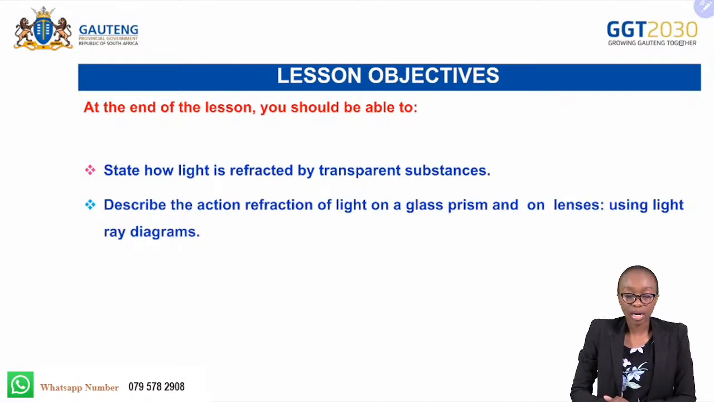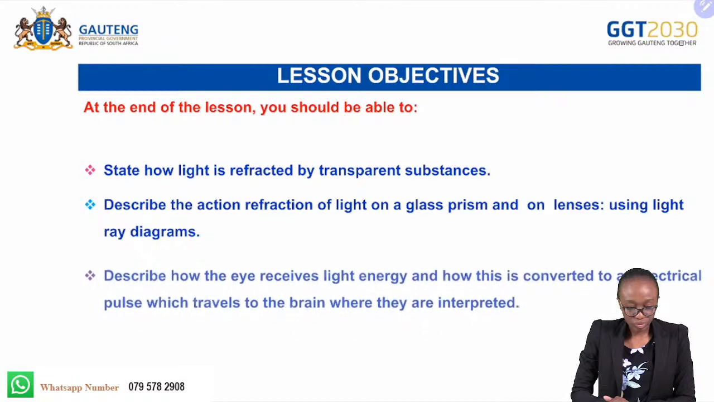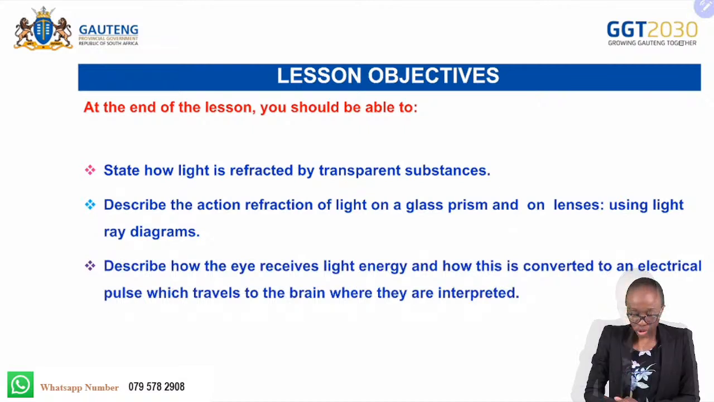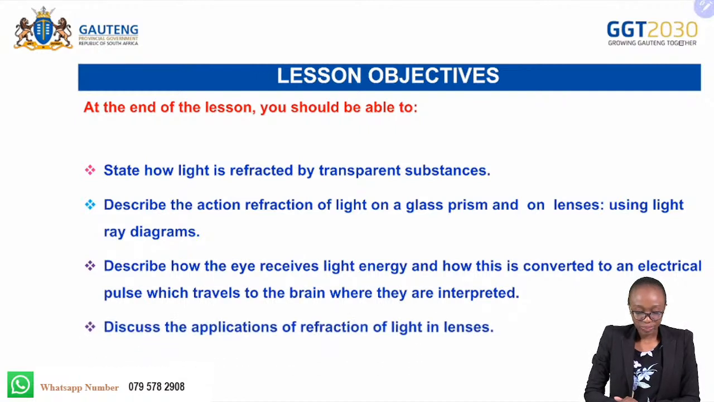So we're looking at a couple of light ray diagrams. And describe how the eye receives light energy and how this is converted to an electrical pulse which travels to the brain where they are interpreted. And then discuss the applications of refraction of light in lenses. And all of this is from your CAPS document on page 51.